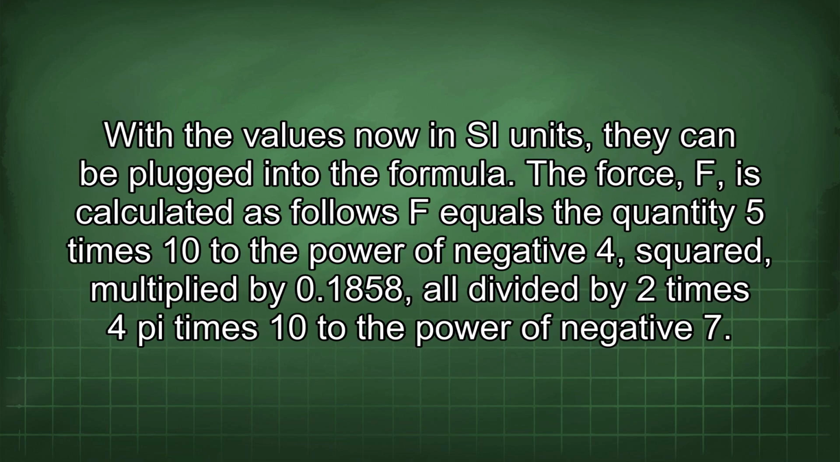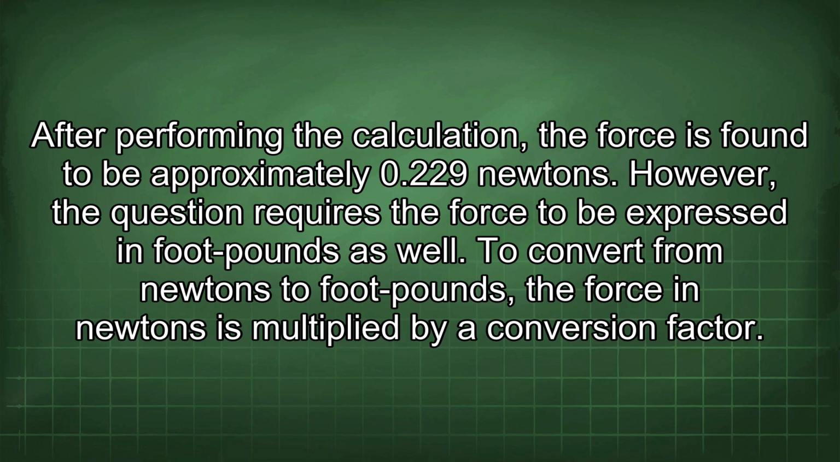With the values now in SI units, they can be plugged into the formula. The force, F, is calculated as follows: F equals the quantity 5 times 10 to the power of negative 4, squared, multiplied by 0.1858, all divided by 2 times 4 pi times 10 to the power of negative 7. After performing the calculation, the force is found to be approximately 0.229 newtons. However, the question requires the force to be expressed in foot-pounds as well.